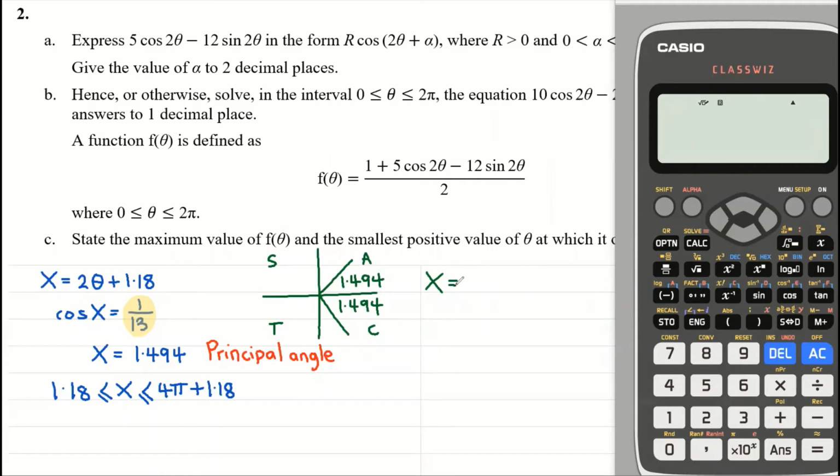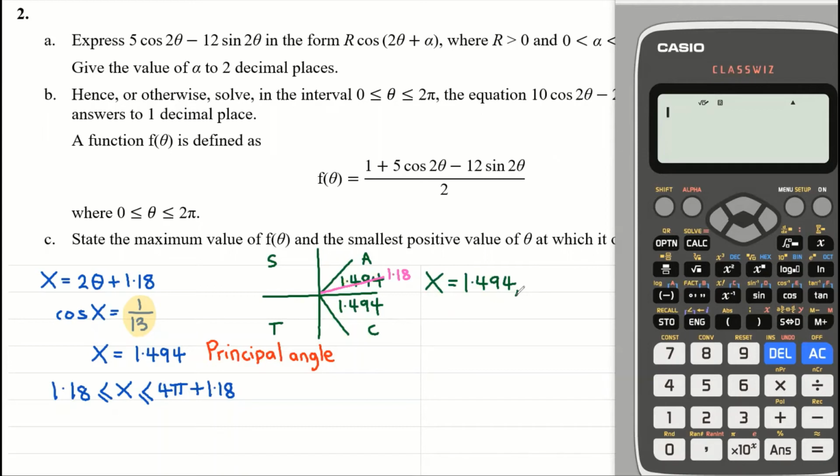Now, just to be clear about this, 1.18 would be slightly less than the 1.494. It would be about here, maybe. I mean, obviously these are way off. They're not accurate, but it would definitely be less than 1.494. So the 1.494 is within the range. So that would definitely be our first angle. Okay, which is the principal angle, and we've got to go around twice because it's 4 pi.